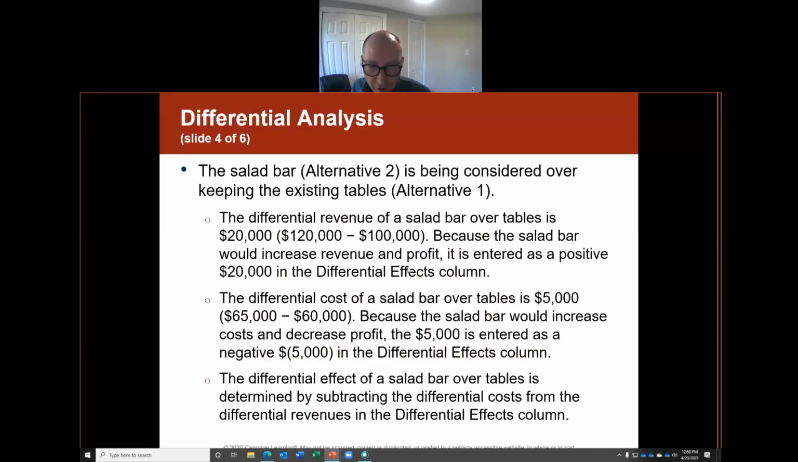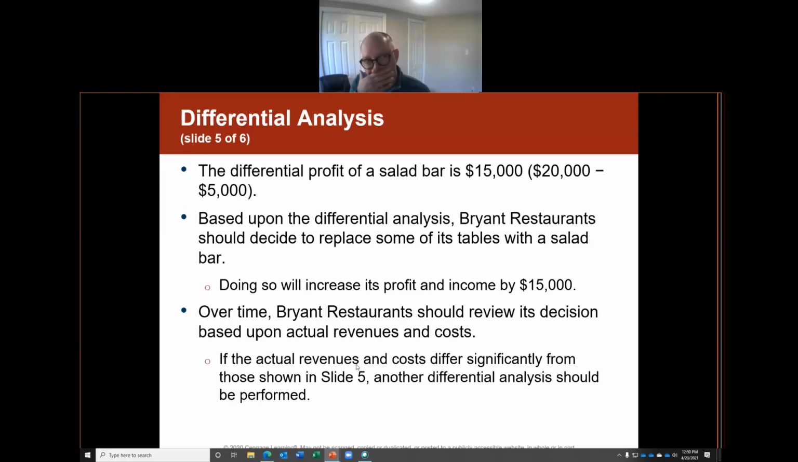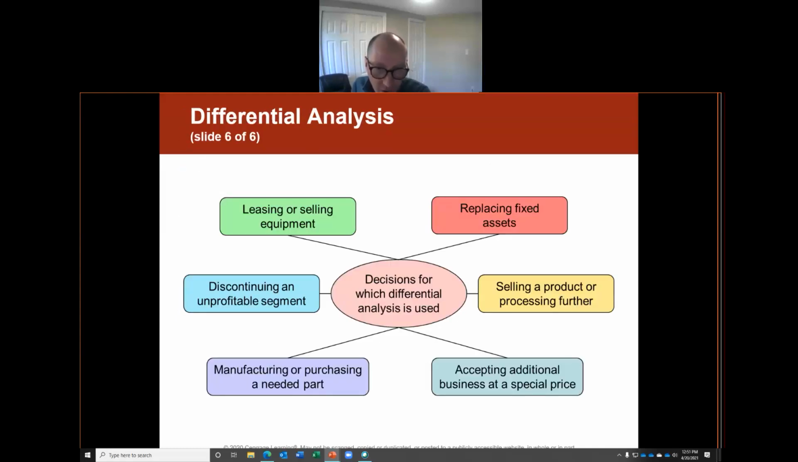Based off of our analysis, the salad bar in our example is the best alternative considering the increase in revenue of 20,000, the increase in cost of 5,000, and the increase in profit by 15,000. And so in doing so, we would yield an additional $15,000 in profit.